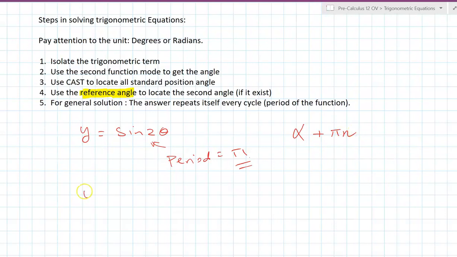And in terms of tangent, for example, tangent of theta, this has a period of pi as well. So the answer in that one will be whatever the standard position angle is, plus pi n as well, right? Just pay attention to that, and that's basically it.